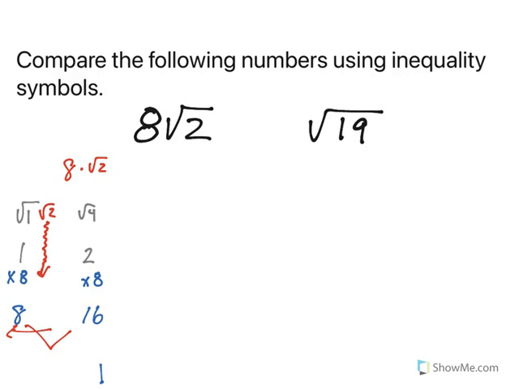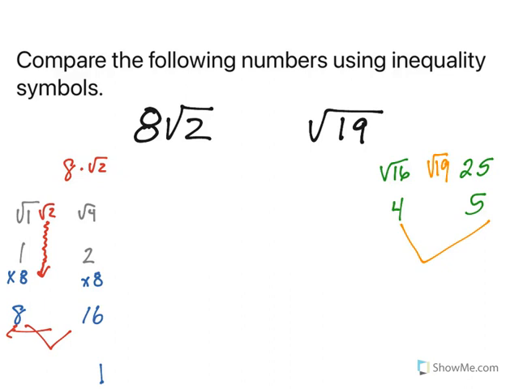Now we go to the square root of 19 and say, okay, I don't know what that is, but I know the square root of 16 is 4. And the next one up is the square root of 25, which is 5. So that means the square root of 19 is somewhere in the middle, which means the square root of 19 is between 4 and 5.